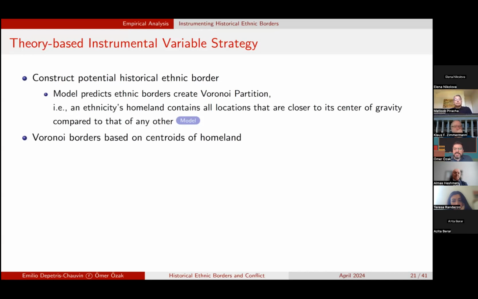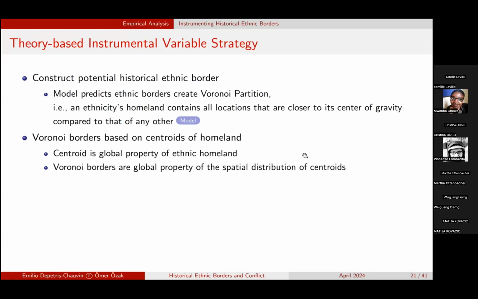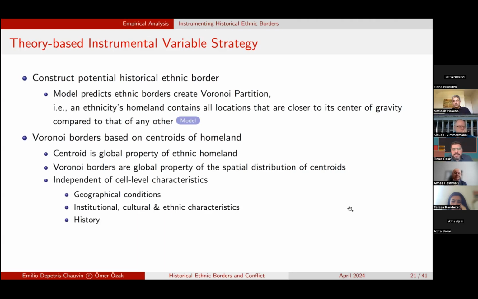The nice property of Voronoi borders is that they are based on the centroids of a homeland, or of an ethnic group. And this centroid really is a global property of the ethnic homeland. So if you think that we're accounting for ethnic fixed effects, we're accounting for this global property. Additionally, Voronoi borders are a global property of the spatial distribution of all centroids, right? So it's really not anything specific to one particular centroid. It depends on the distribution of all the centroids together. And this suggests that the location of Voronoi borders should be independent of cell-level characteristics, including geographical conditions, institutional, cultural, and ethnic characteristics, and the history of the place. And so we believe that once we account for country and ethnic fixed effects, we should get something close to conditional independence.